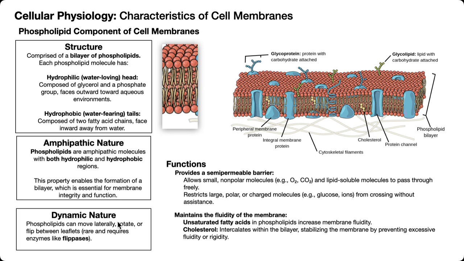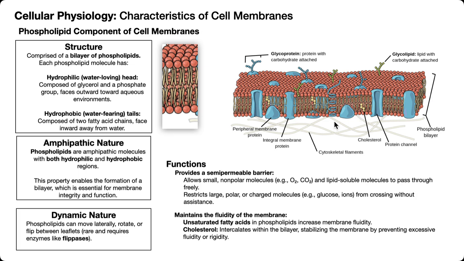We also describe it as having a dynamic nature. Phospholipids are able to move back and forth. They're able to rotate. They're able to flip up and down between leaflets, which is rare, but it occurs when it has enzymes called flippases. When we say it's dynamic, it means that it's changing. If we say something is static, it means that it stays still, it doesn't change at all. The cell membrane is not static. It is constantly changing, and you have these phospholipids that are constantly moving.